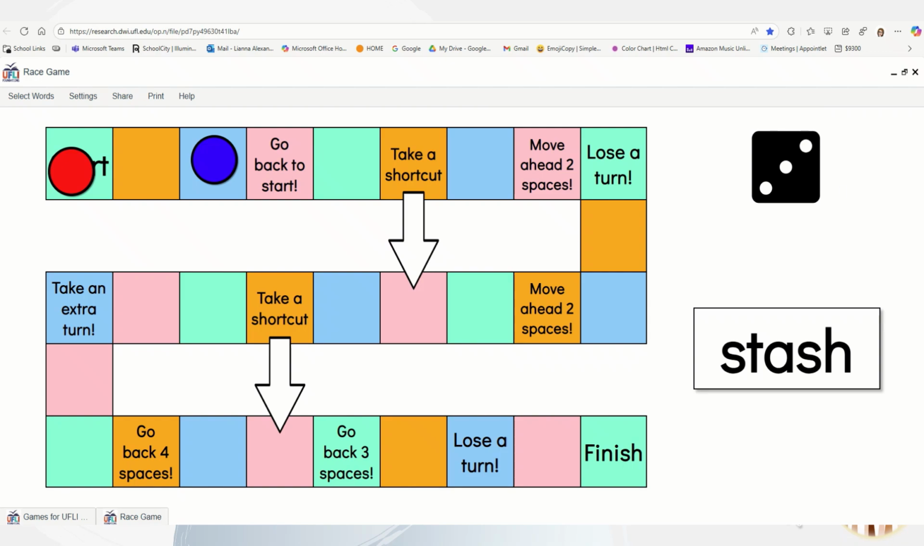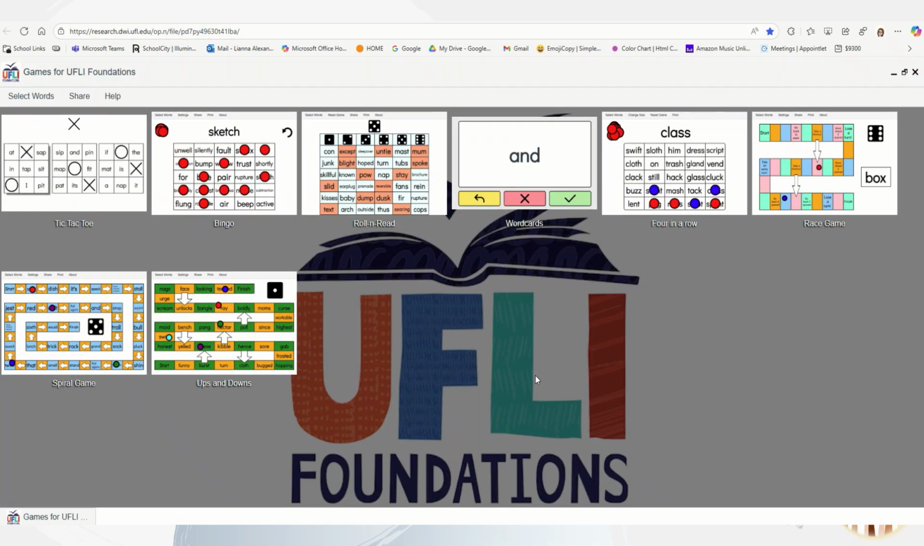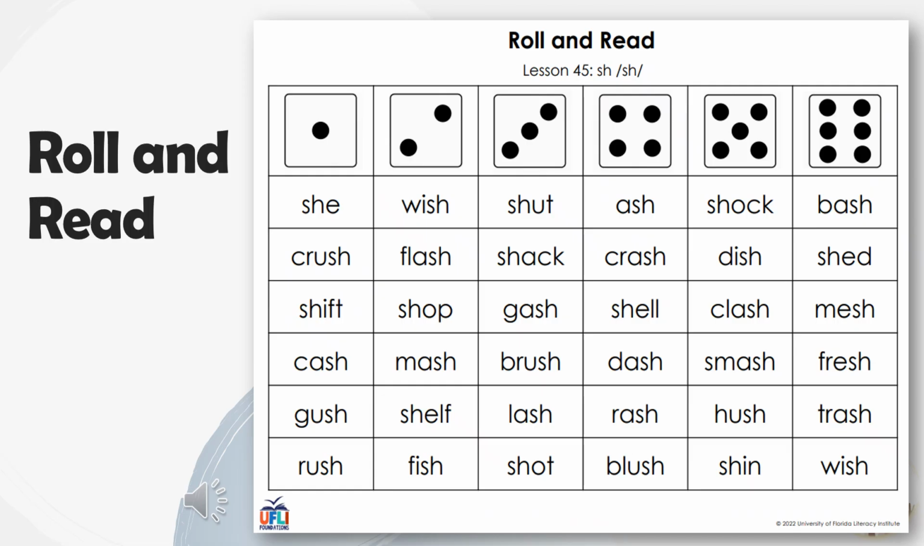No! Okay, so now you can see how we can use these amazing tools in order to provide additional practice opportunities. The game generator creates roll and read games, but UFly also has roll and read games in printed form for each and every lesson. So this is an example for lesson 45 with SH.